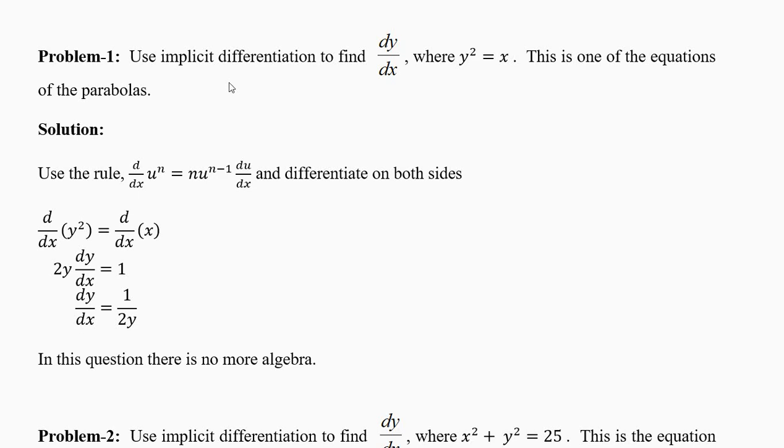Now use implicit differentiation to find dy by dx where y square equal to x. Now what do you have on the left? Y power 2. This is like u power 2. What is the rule for differentiating u power n? The rule is n u power n minus 1 du by dx. In implicit differentiation, just think that u equal to y. Then life will be easy.